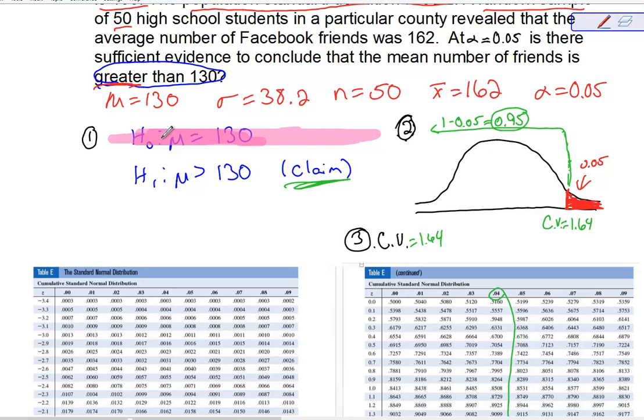Anytime you decide to reject or not reject, cover up the one that you are rejecting, and that will help you determine, are you accepting the claim or supporting the claim? And that's why it's very important to write this word claim out here beside the one that you're stating as the claim, the null or the alternative, so that you can help make your decision. So for our case, we will support the claim.